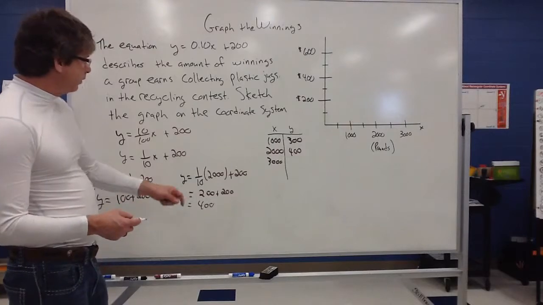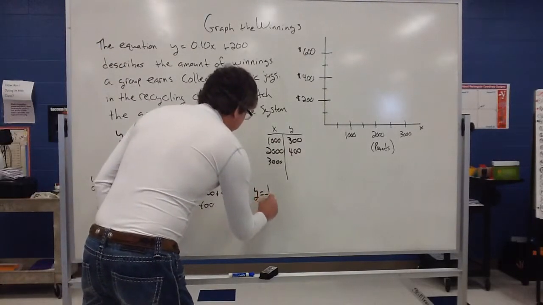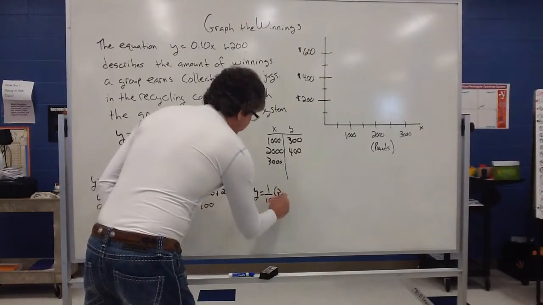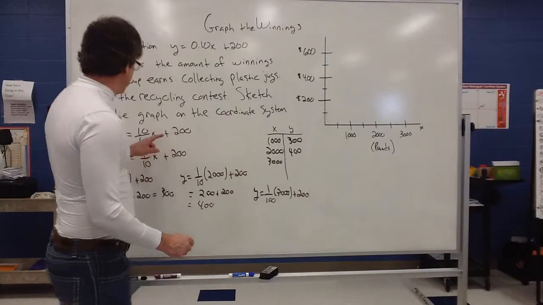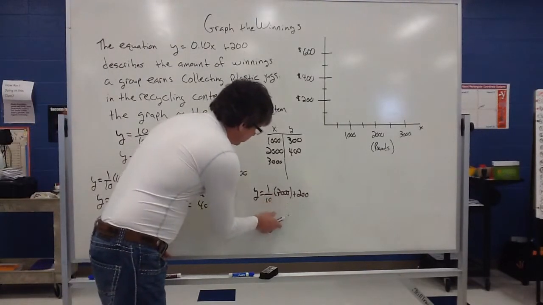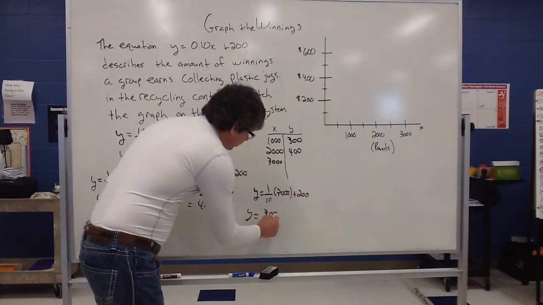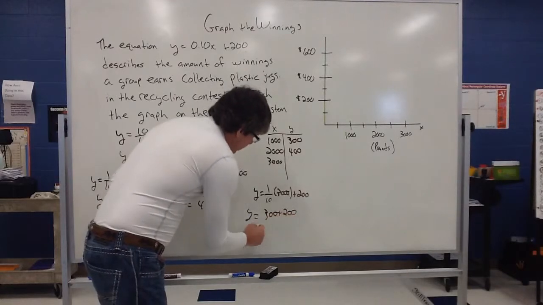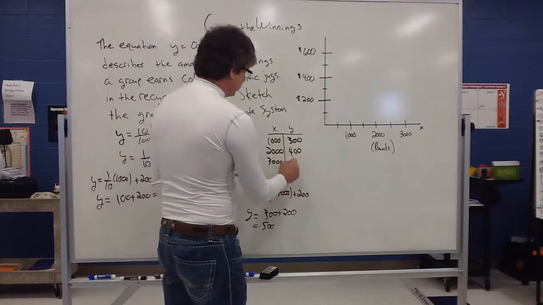But let's go ahead and verify this 3,000. So I'm going to have y equals 1/10 times 3,000 plus 200. That was my original equation. Oops, that's got to be a tenth there. So y equals 10 goes into 3,000. That's going to drop off a 0. That's going to be 300 plus 200. And that does indeed give me my 500.